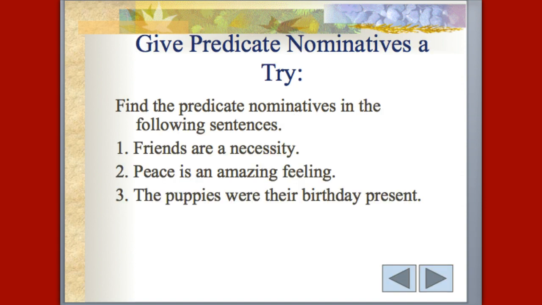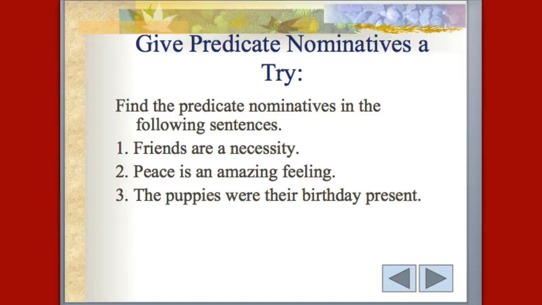Now we're going to give predicate nominatives a try here. Friends are a necessity. Now think about that for a second. What is the subject of the sentence? Did you pick friends? If so, you're correct. Are is a linking verb, and necessity is our predicate nominative.